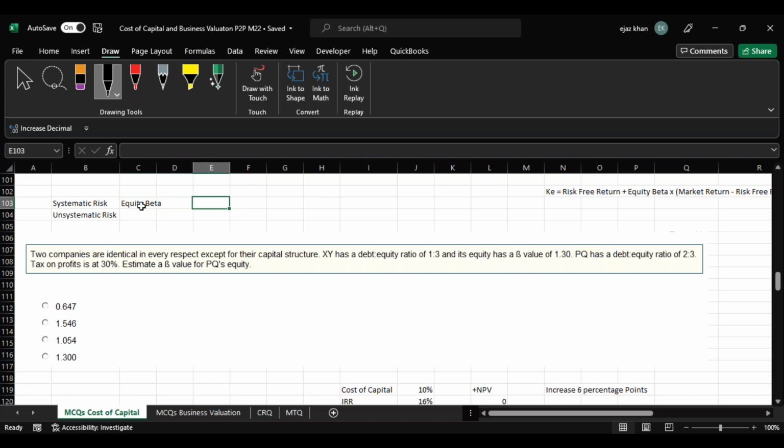Now systematic risk can further be divided into two risks: business risk and financial risk. We can split systematic risk into further two types of risks: business risk and financial risk. So my question to all of you is, who can explain the business risk? What is the business risk?